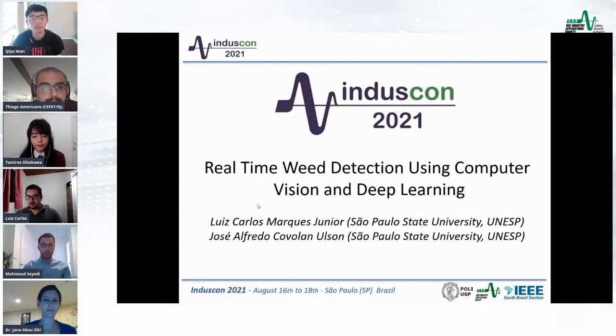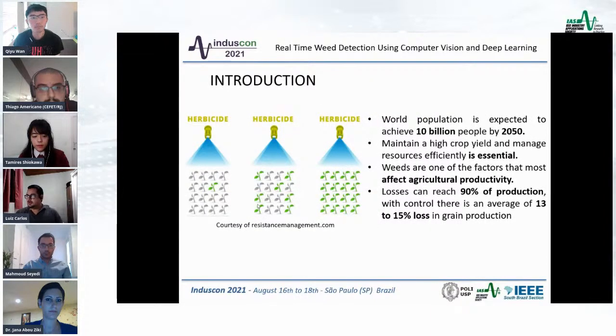Okay. So in this work, we explore real-time weed detection using computer vision and deep learning. This work was done by me, Luis Carlos, and my advisor, Professor José Alfredo. The world population is expected to reach around 10 billion people by 2050. Therefore, there is a huge challenge of maintaining a high crop yield and yet managing the resources with sustainability. We can have a lot of losses due to weeds in crops. Generally, if you do not use any type of herbicide or any type of control, you have around 90% of production loss. Another challenge is that most weeds present some type of resistance to commercially used herbicides, especially glyphosate.